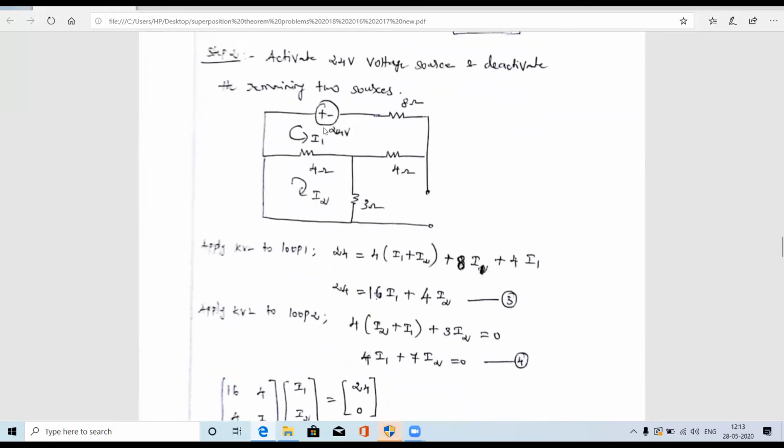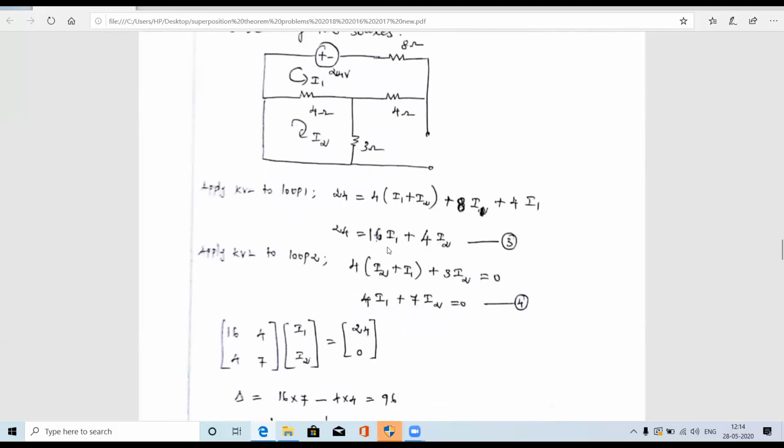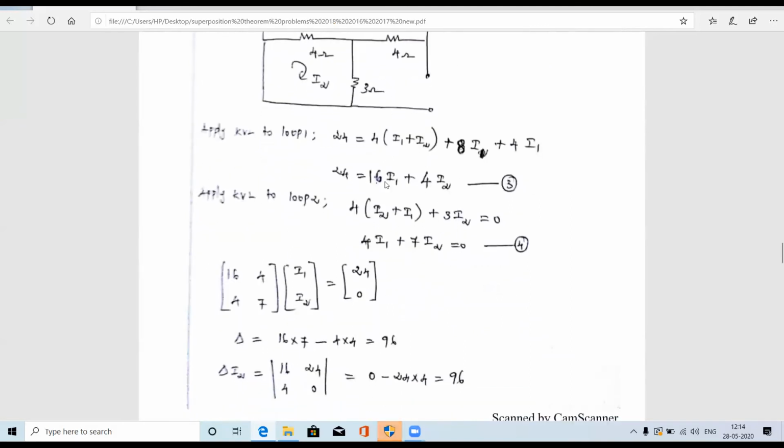Similarly, we have to apply Kirchhoff's voltage law to loop 1 and loop 2. If we apply KVL for loop 1, we will get 24 equal to 4 into I1 and I2, both flowing in the same direction, so you just add. Then plus 4 into the current I1 plus 8 into the current I1. So you collect the terms, and we will get the equation 24 equal to 16 I1 plus 4 I2. This you consider as equation number 3.